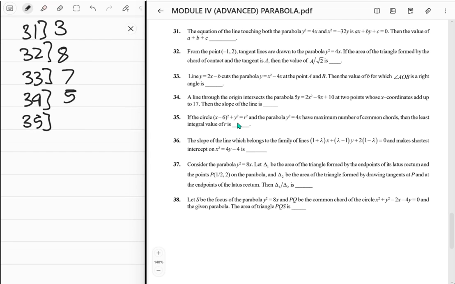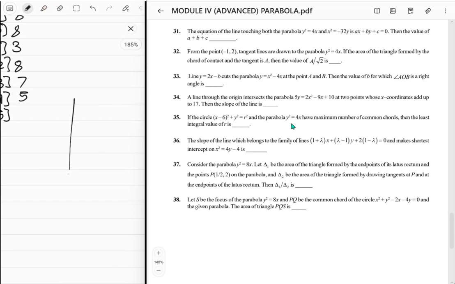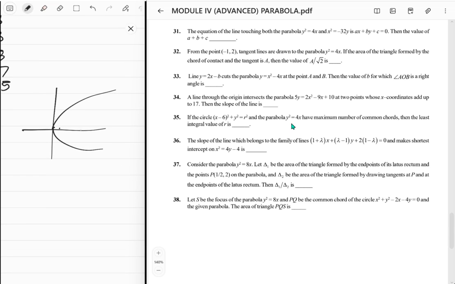If this circle and this parabola have a maximum number of common chords, then the least integral value of r is... So y squared equal to 4x is like this one somewhere there. This circle is centered at 6, 0. So yeah, 6, 0. And this has the maximum number of common chords. So a circle can only intersect at 4 points. So that's when you have the maximum number of common chords. So what must happen is, okay, this circle should intersect at 4 points, right? Okay.